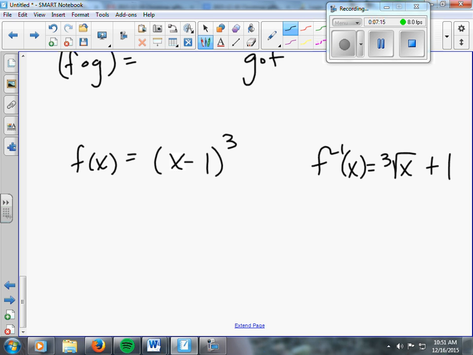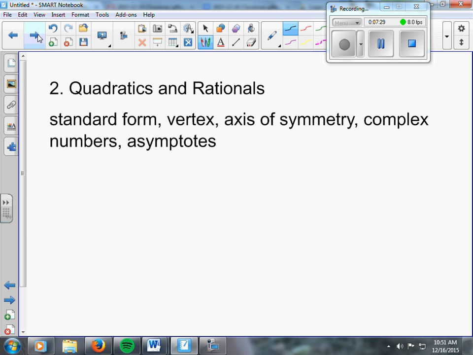Graphically, they are symmetric over the line y equals x. And to find them, if given a function to find the inverse, you would switch x and y, solve for the new y, etc. Okay, next topic is quadratics and rationals.